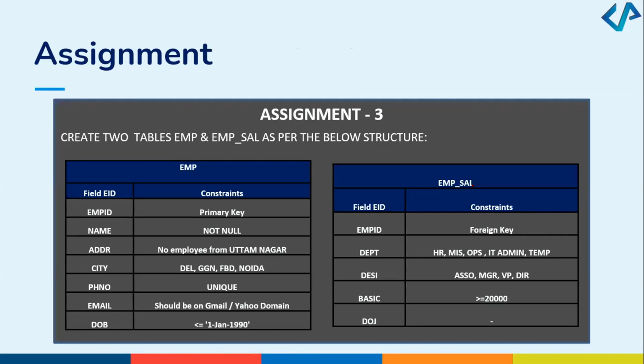Okay. This assignment, you can take it as homework, in which you can create two tables, EMP and EMP salary, as per the below structure. So I've got the EMP table and the EMP salary table, right? It has got some constraints. All you have to do is make the two tables, add these constraints to the tables, and populate the data in them. Please kindly try this assignment. If you don't have SQL Server, try an online editor, if it is possible.